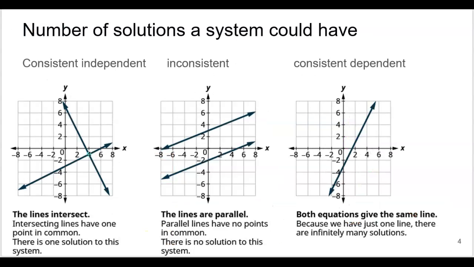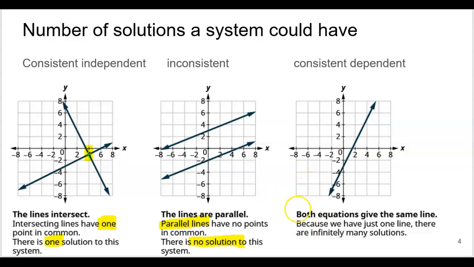Next we're going to talk about the number of solutions that a system could have. If the lines intersect at one point, there's one solution, and this is called consistent independent. If lines are parallel, there's no solution because they never cross each other. And this is called inconsistent.